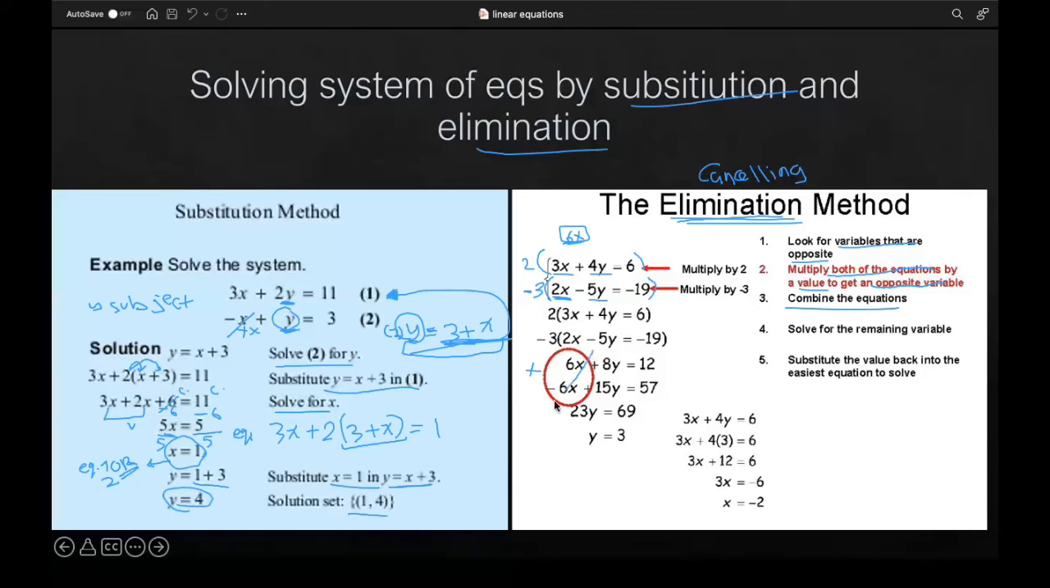So in order for those to cancel out, 8 plus 15, that's a 23, and 12 plus 57, that's a 69. So I end up with 23y equals 69. To leave y alone, you divide by 23 on both sides of the equation, and so you get y equals 3.